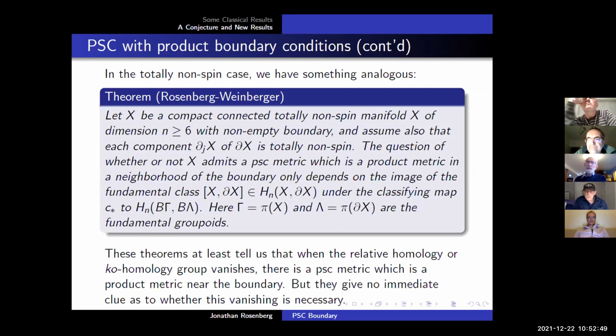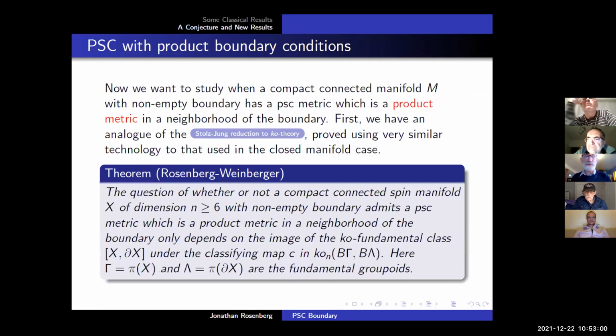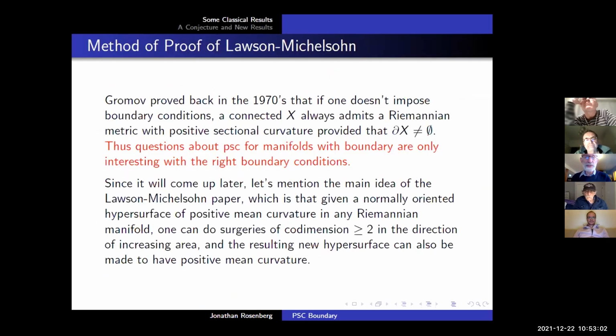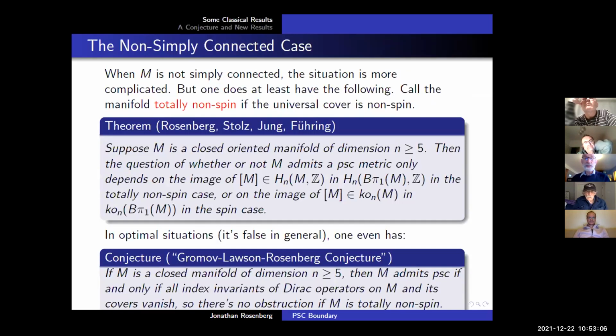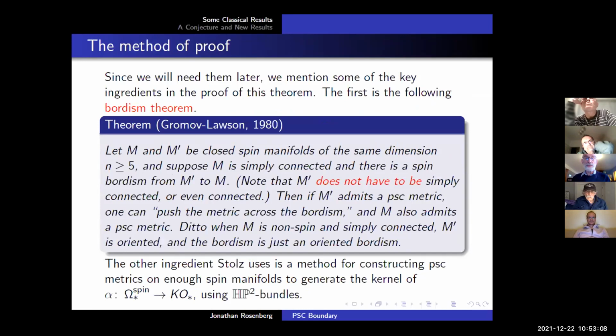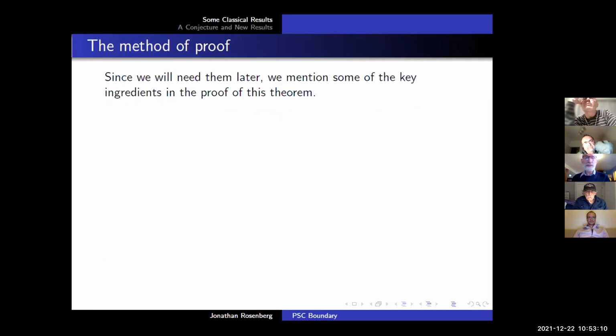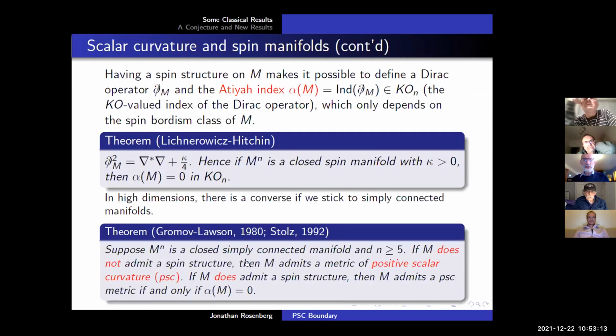Wait, in dimension 4, the H cobordism theorem or the S cobordism theorem fails, correct? Yes. And also the Gromov-Lawson theorem fails. So in other words, this one over here fails. Yeah. In both the spin and the non-spin cases, in fact.